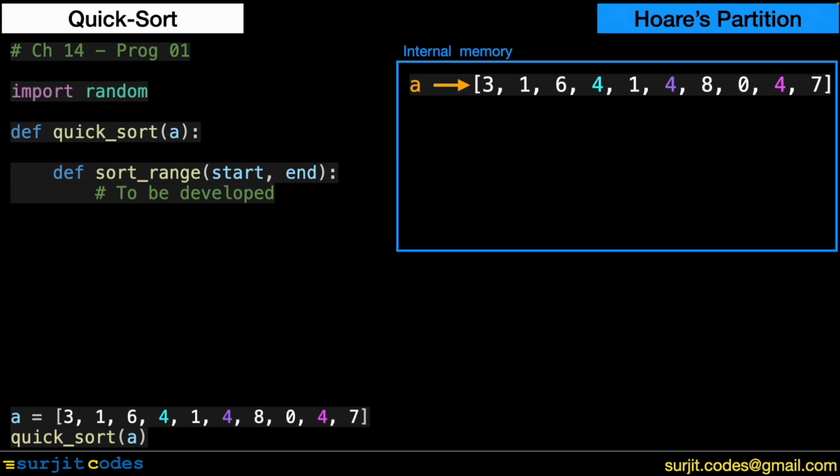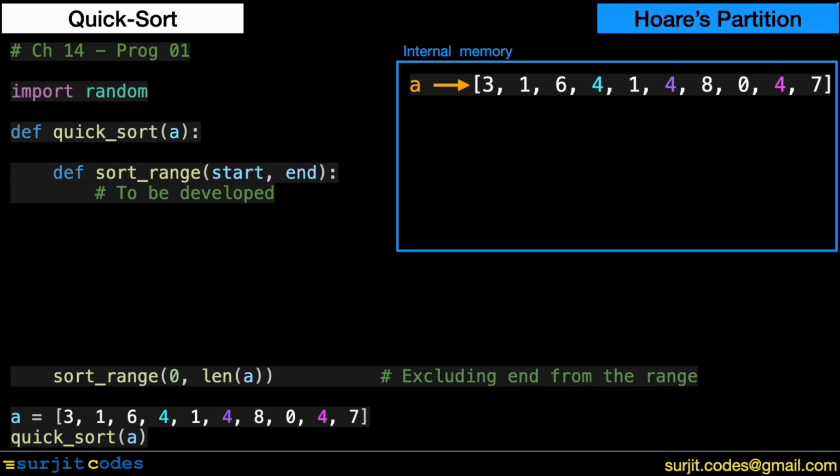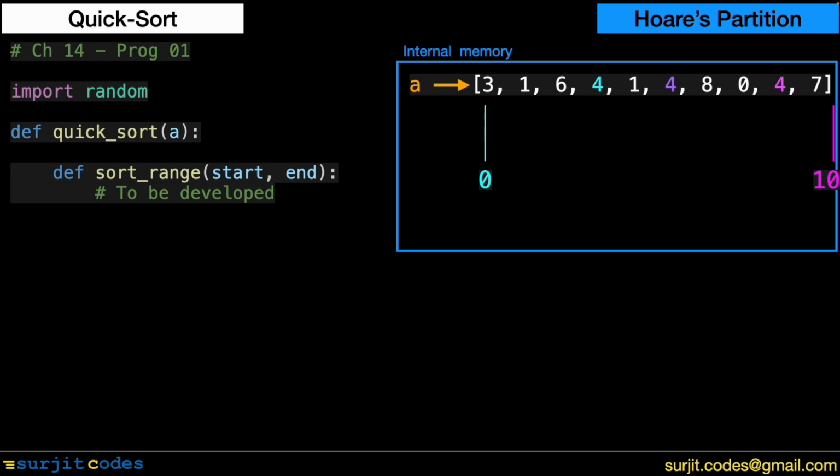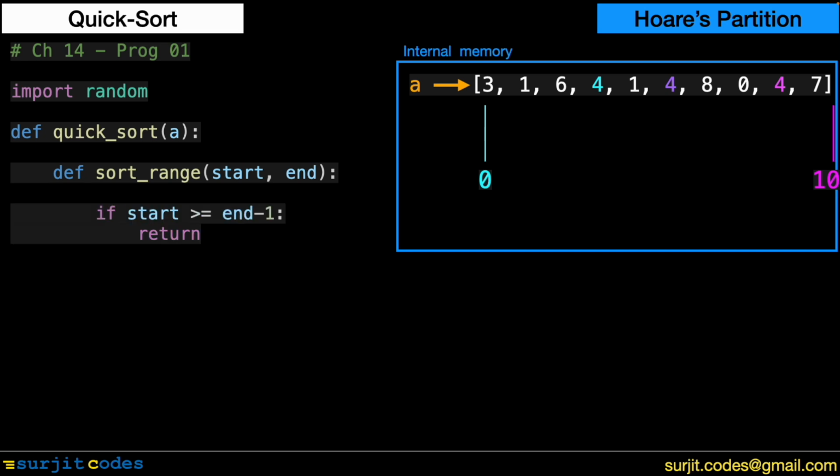To sort items in a subrange of the list A, we define a recursive function sort range within the function quicksort. After defining it, the first executable statement of quicksort calls sort range for the entire range of the list A. Start becomes 0 and end becomes 10, the length of the list. End is not part of the range, and sorting is for the entire range of the items from index 0 to index 9. Now we only have to develop the recursive function sort range.